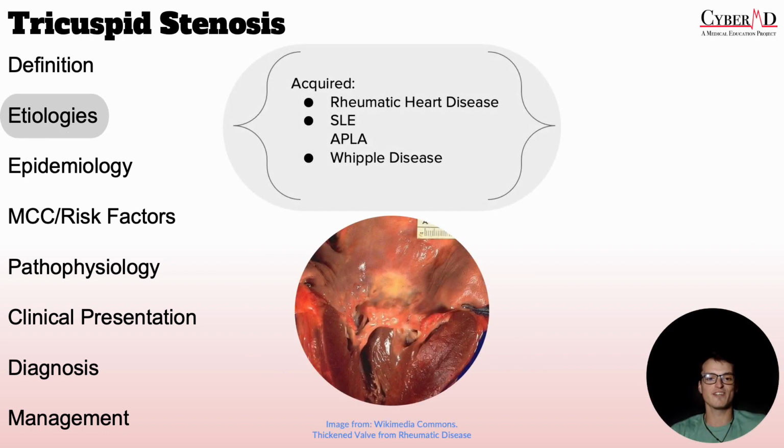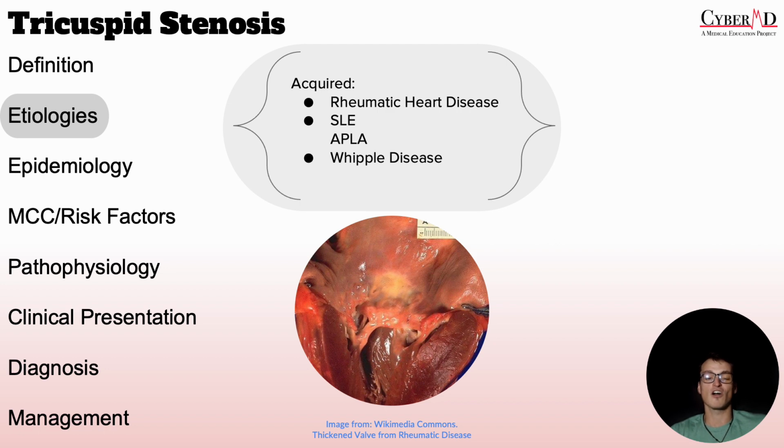Now, tricuspid stenosis can either be acquired, congenital, or iatrogenic. Of the etiologies of acquired tricuspid stenosis, rheumatic heart disease is the most common, which almost always presents with mitral stenosis along with the tricuspid stenosis if the tricuspid stenosis is present.